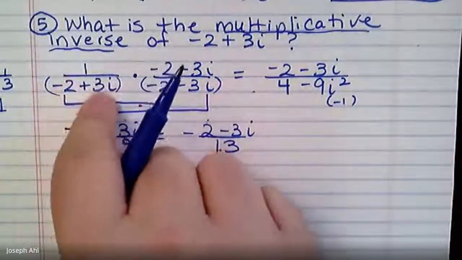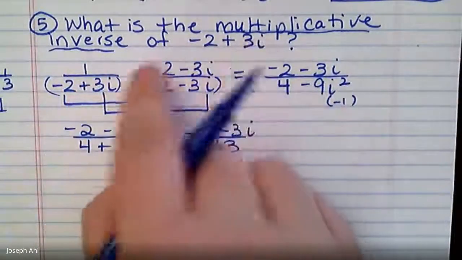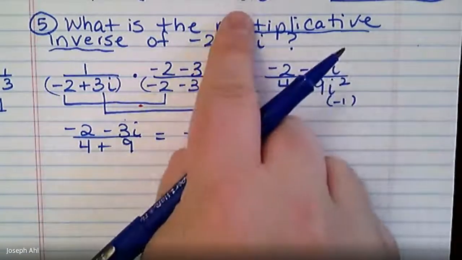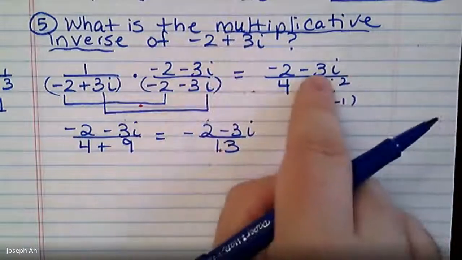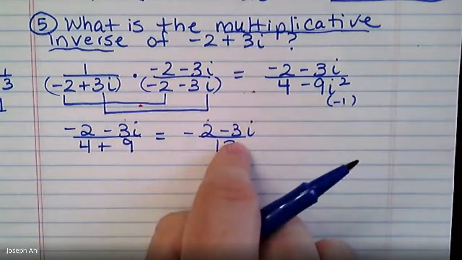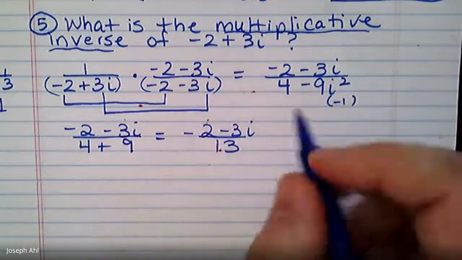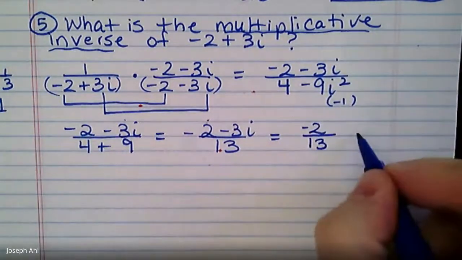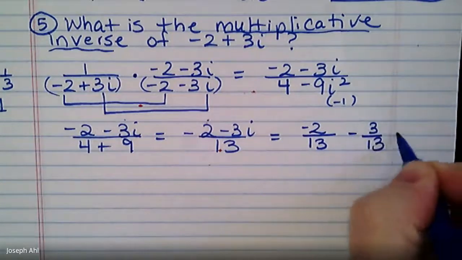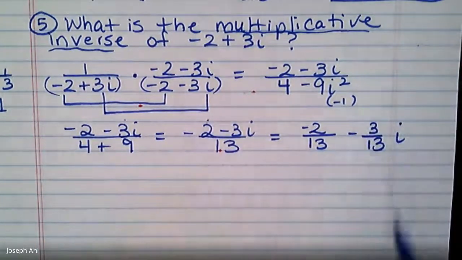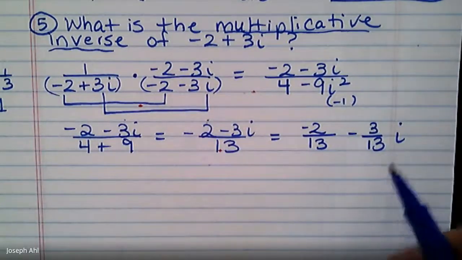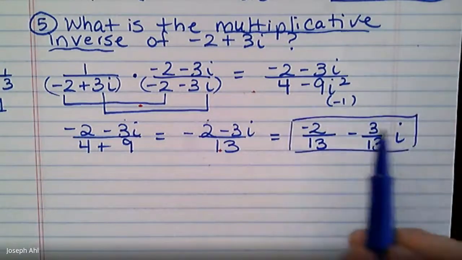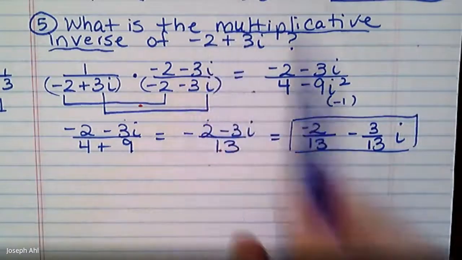We started with the multiplicative inverse, which is just the reciprocal of this. To simplify, multiply by the conjugate, just like we did in the last example. Make sure we always replace i squared with negative 1. And then in that final step to get this into a plus bi form, we're just going to separate this by dividing both of these terms on top by 13. So negative 2/13 minus 3/13 i is the multiplicative inverse of negative 2 plus 3i.